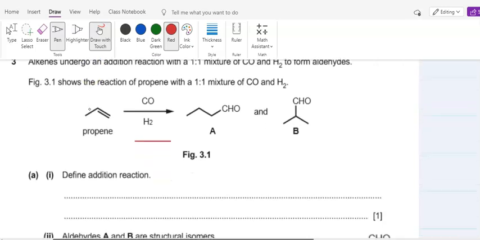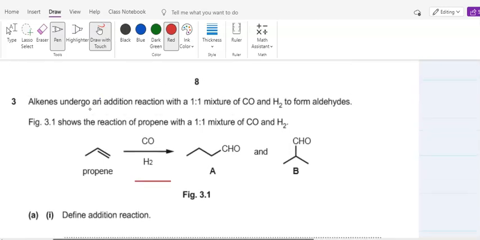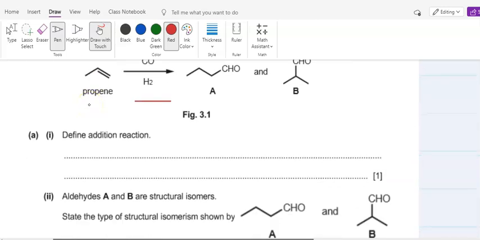This question is from 9701, February March 2023, variant 22. Alkenes undergo an addition reaction with a 1:1 mixture of carbon monoxide and hydrogen to form aldehyde. Figure 3.1 shows the reaction of propene with a 1:1 mixture of CO and H2. The first thing they ask: what is an addition reaction?